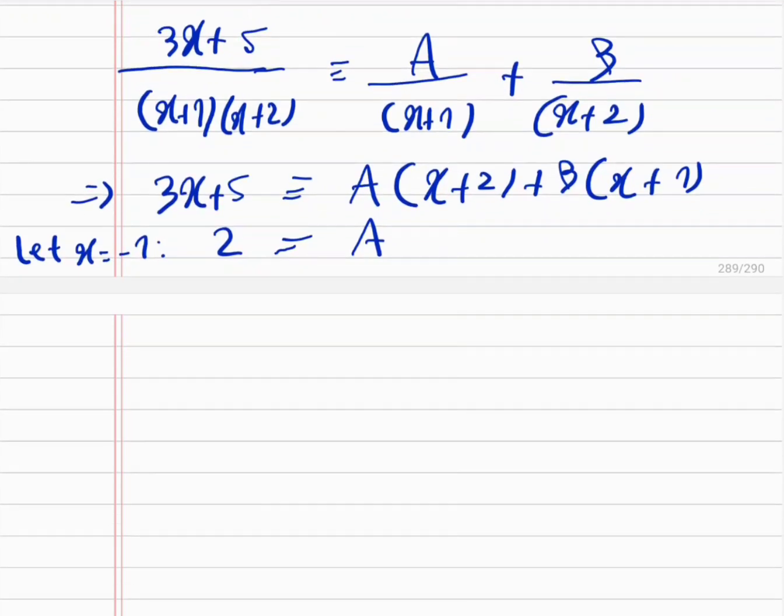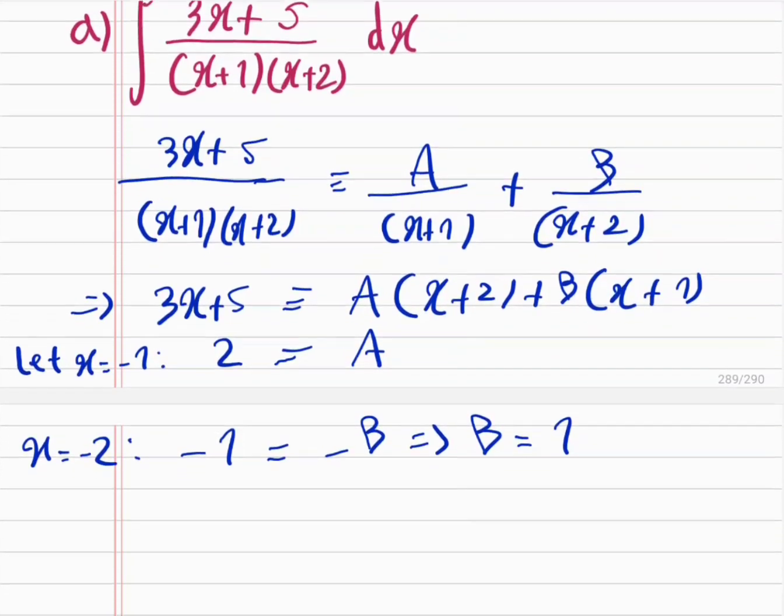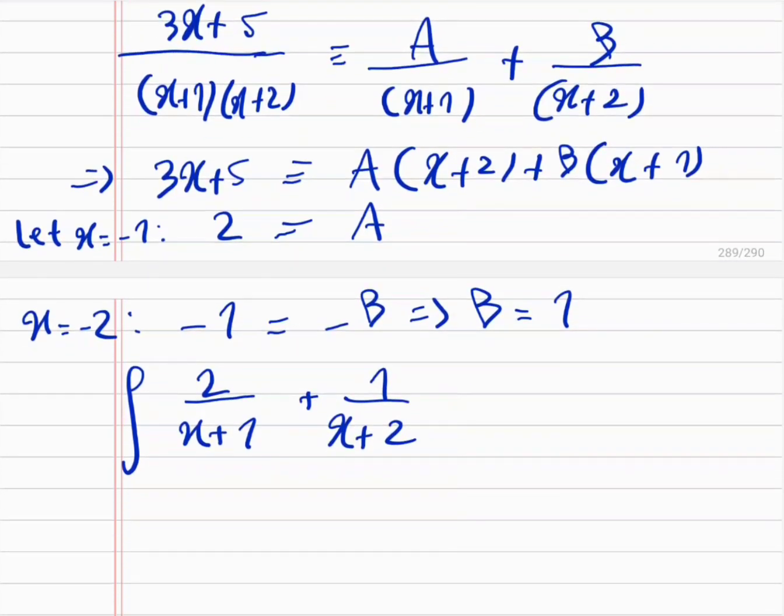And now we substitute x equal to minus 2, to make the second bracket equal to 0. So minus 2 times 3 is minus 6, plus 5, minus 1, is equal to minus B, so B is equal to 1. Okay, now we can rewrite the entire fraction as 2 over (x + 1) plus 1 over (x + 2). So 2 and 1 are just the values of A and B.